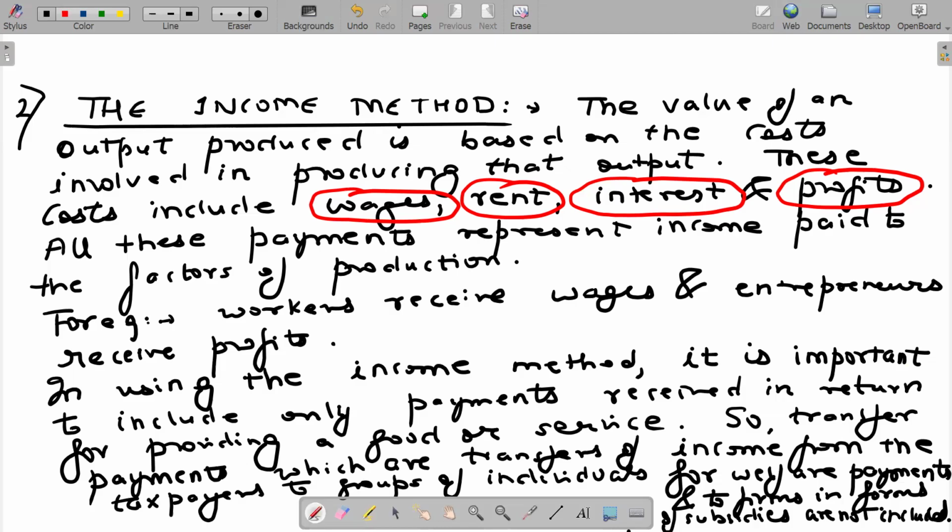Okay, so transfer payments are not a part of GDP using the income method, because when you're making transfer payments, no good or service has been produced. So transfer payments are excluded from GDP while calculating using the income method. So this sums up the income method approach.